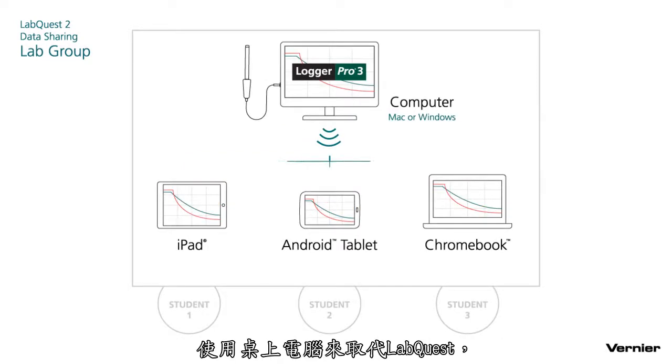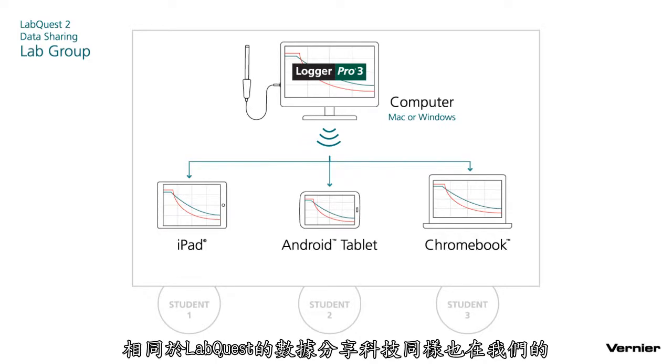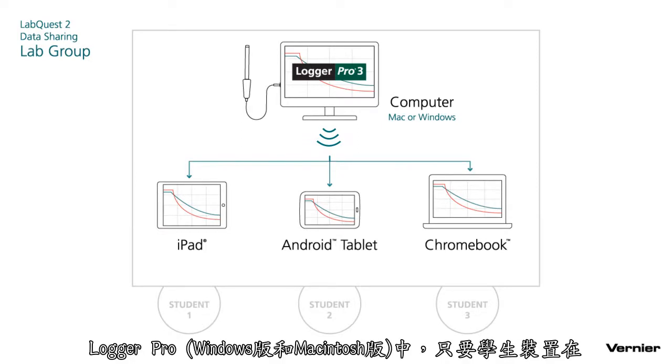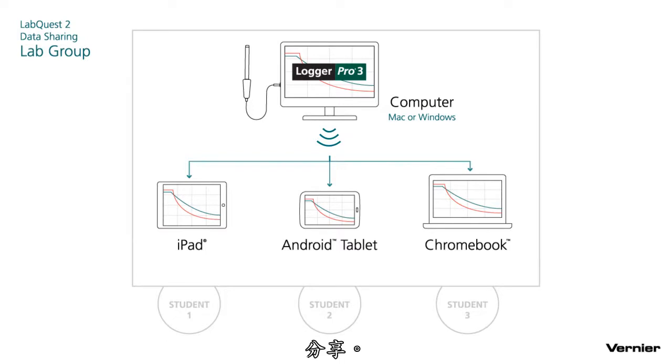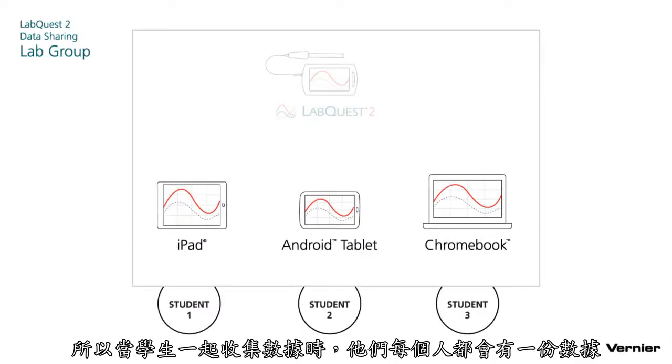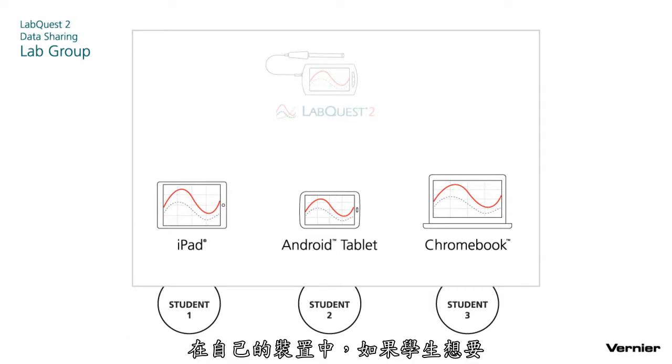One variation on this configuration is to use desktop computers instead of a LabQuest. The same data sharing technology that is built into a LabQuest is also included in our Logger Pro for Windows and Logger Pro for Macintosh program. As long as the computer is on the same network as the student's devices, the data can be shared in the same way. So, once the students have worked together to collect the data, they each have a copy of the data on their personal devices.